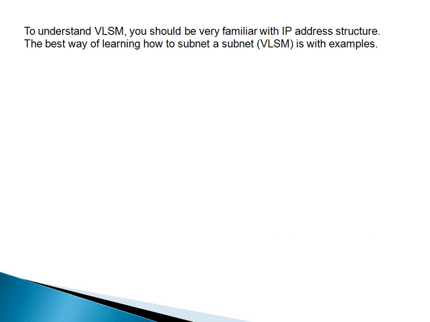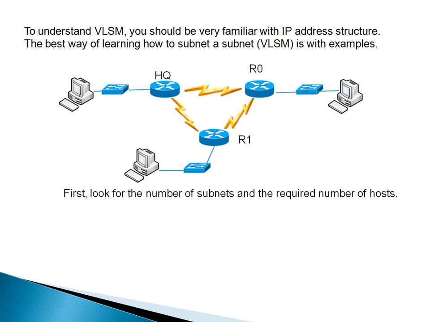To understand VLSM, you should be very familiar with IP address structure. The best way of learning how to subnet a subnet with VLSM is with examples. First, you look for the number of subnetworks and the required number of hosts per subnet. Here we see we have 3 routers, each with its own LAN, and each has a backbone network to another router. In this case, the Class B address of 191.168.1.0/24 is allocated. The /24 means that this Class B address is no longer classful.